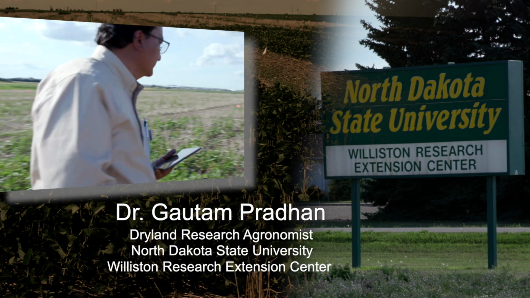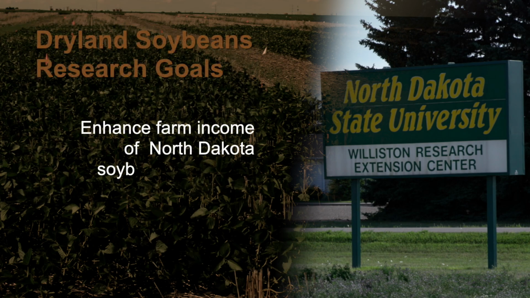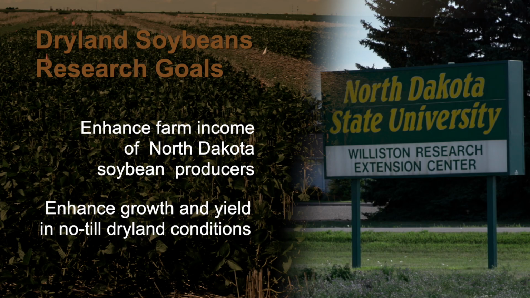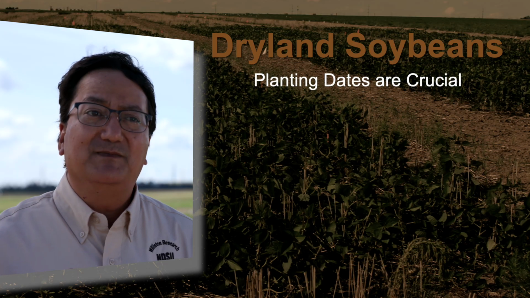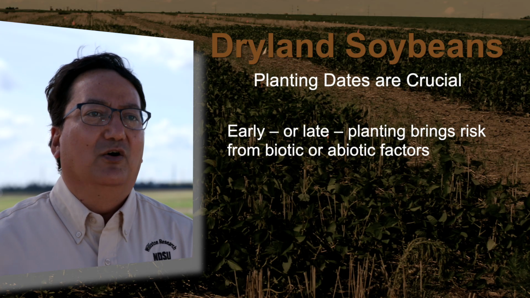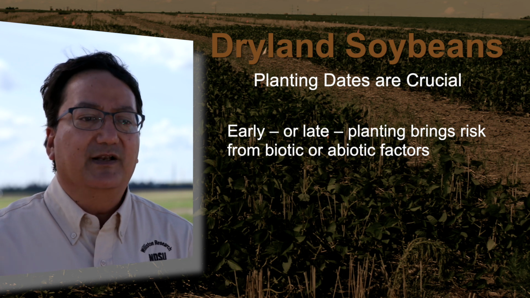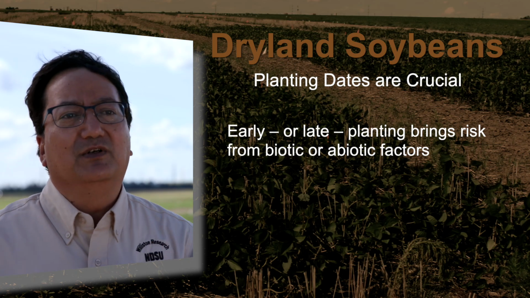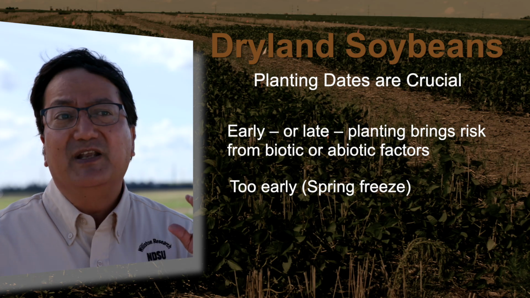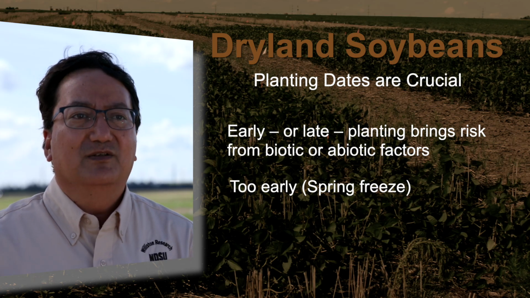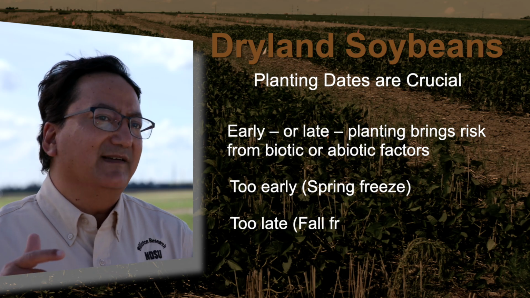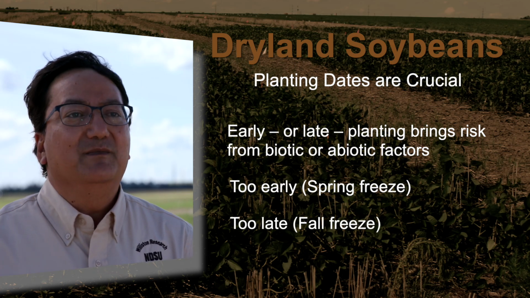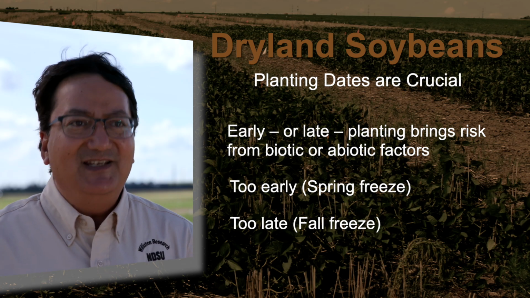My principal goal is to develop technologies that increase farm income of North Dakota producers by enhanced growth and yield of field crops under no-till dryland condition. Producers are familiar that planting date is very crucial. If you plant early or late, your crops will get bad effects due to biotic and abiotic factors. For example, if you plant early, the spring freeze may damage your crop, so they will not grow well. And if you plant late, the fall freeze may damage your crop and you won't get the yield.